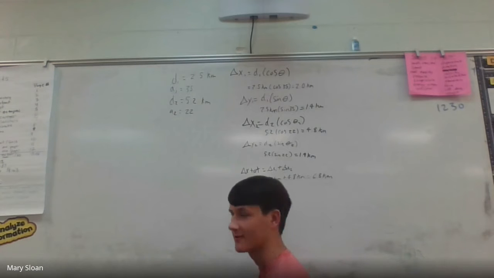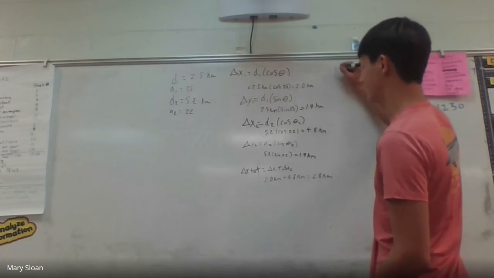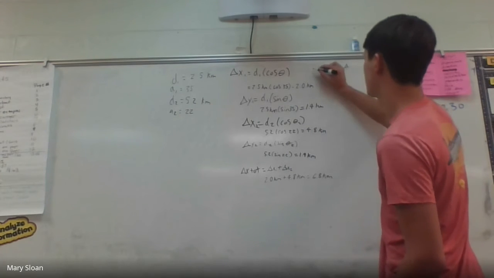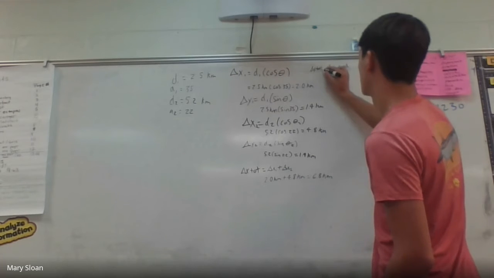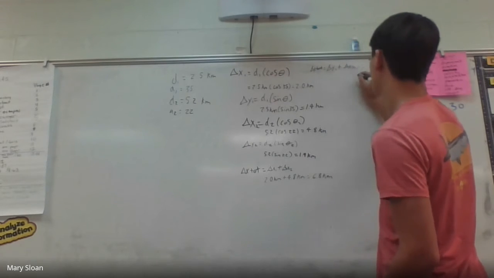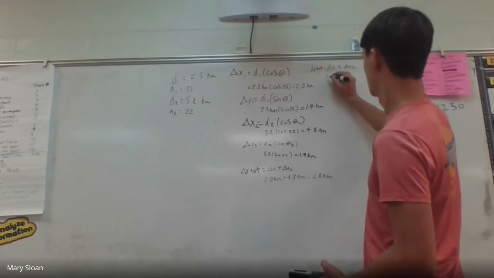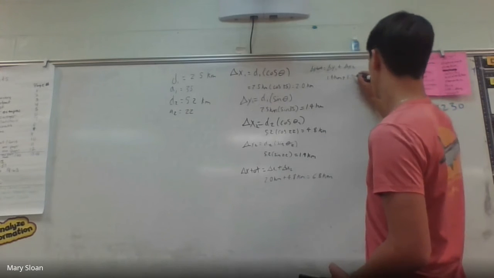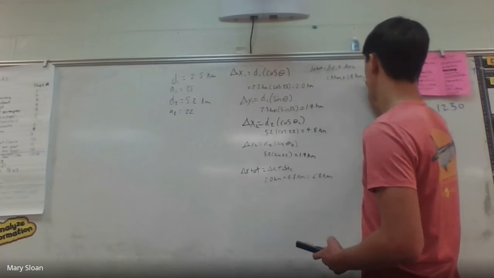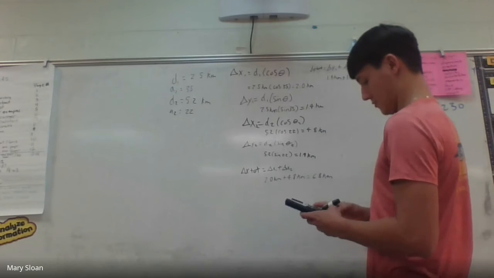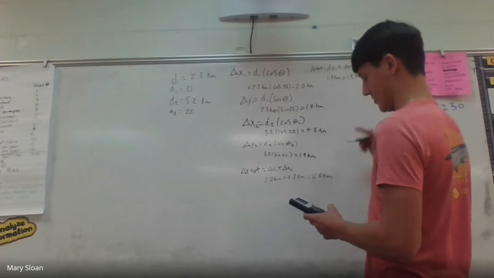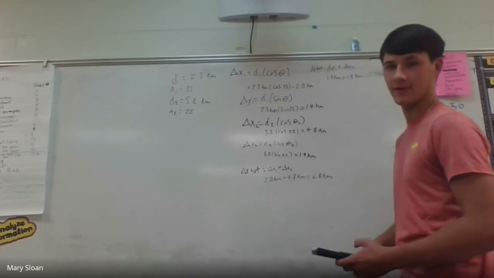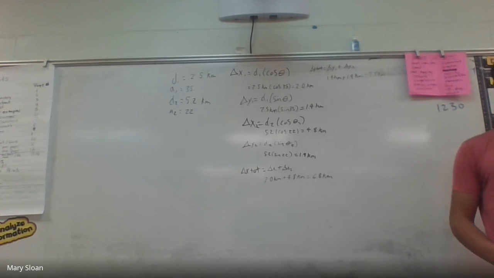Can everybody see that line? Change in Y total. That's going to be the change in Y1, right? Plus the change in Y2. Okay. Change in Y1 is 1.4 kilometers, and the change in Y2 is 1.9 kilometers. All right, add those together. 3.3. Okay, 3.3. Are we good? Is everybody good so far?